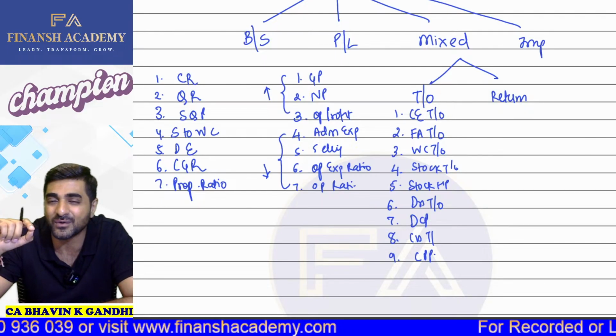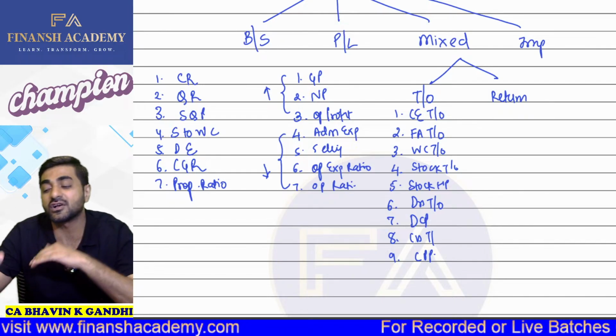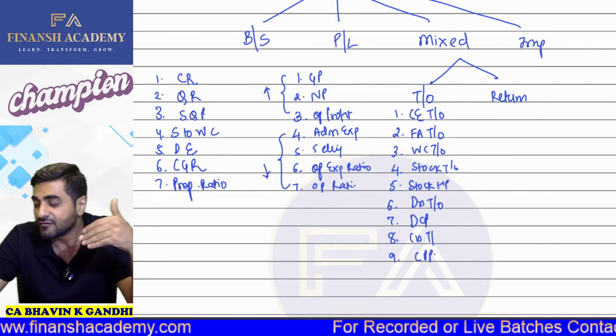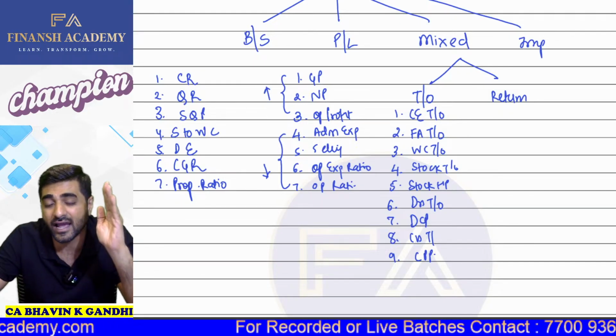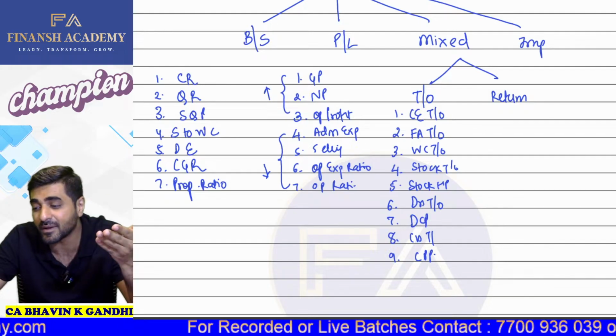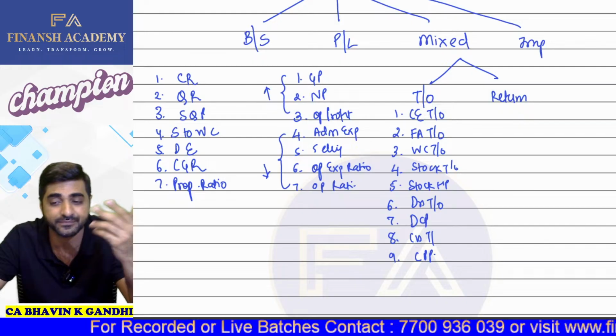Then we had creditors turnover ratio. Creditors turnover ratio, my dear student, should always be lower the better, because when it comes to making the payment, we always want the creditors turnover ratio to be as low as possible. Okay, because we want to make the payment as slow as possible. So for that, your creditors payment period should always be higher.